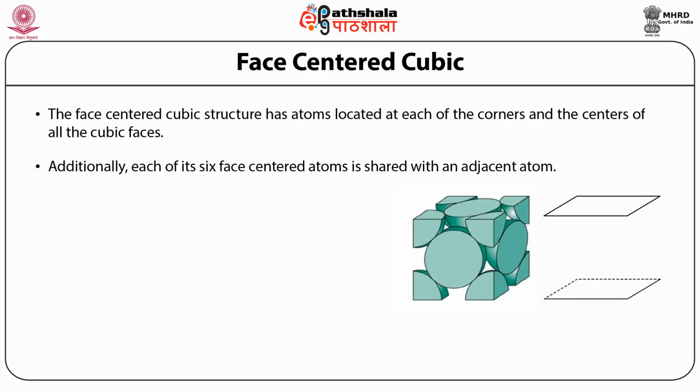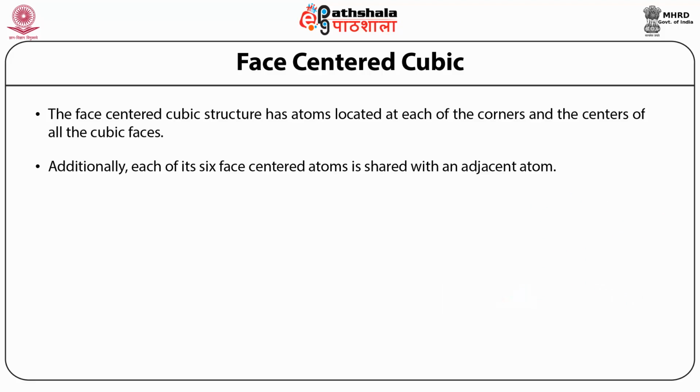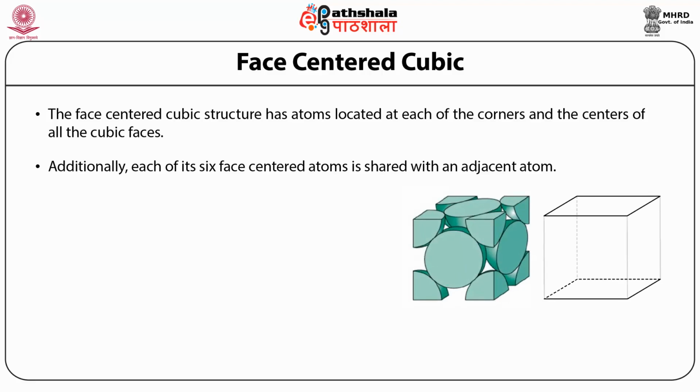The FCC unit cell consists of a net total of 4 atoms, 8 eighths from corner atoms and 6 halves of face atoms, as shown in the middle image here.